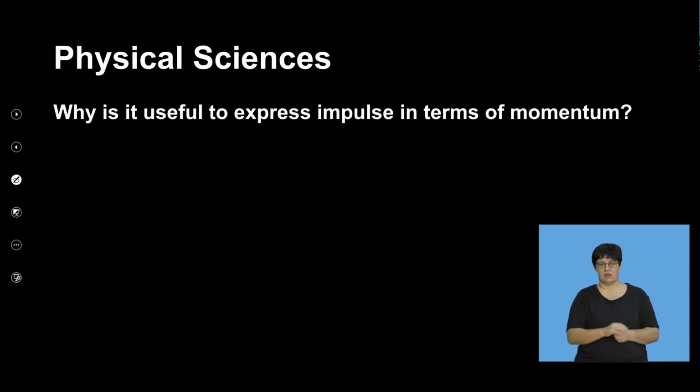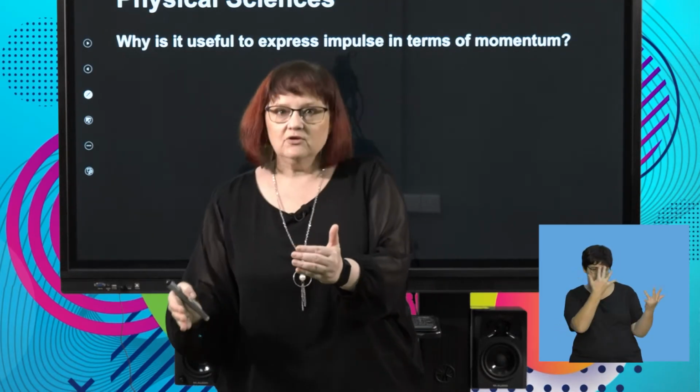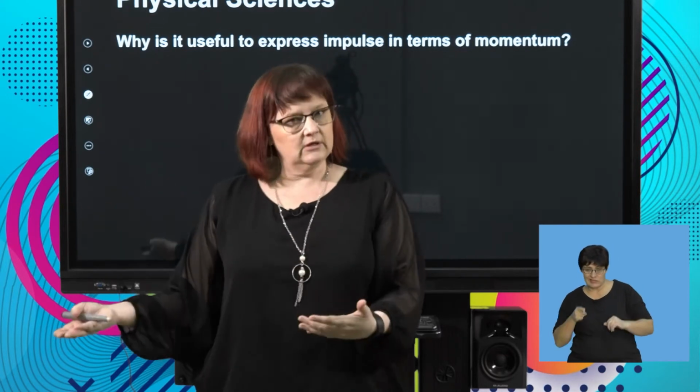Why is it useful to express impulse in terms of momentum? If we think about this logically, we've said F net delta t equals change in momentum. Change in momentum is much easier to measure. It's easy to measure the change in velocity of an object. It's easy to see the time. So using change in momentum, we can calculate the force that an object experienced.